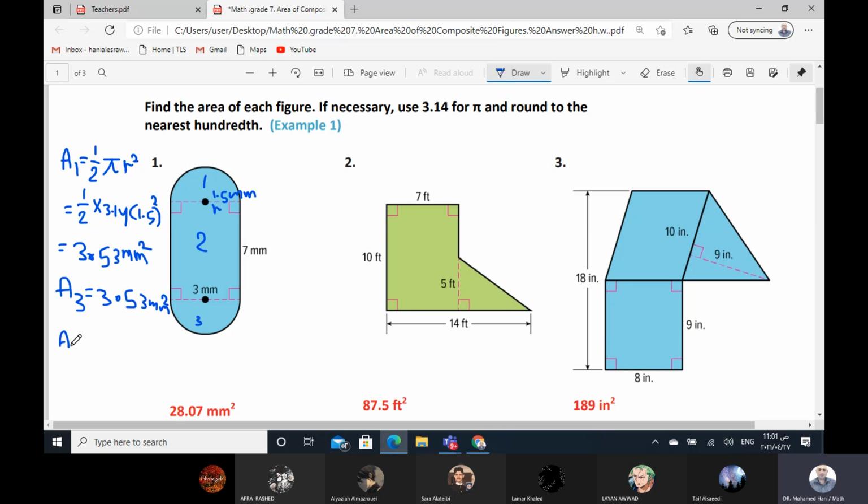Now A2, we have a rectangle. The formula will be length times width. As you see here, the length 7 millimeter times here the width will be 3. So 7 times 3 will be 21 millimeter squared.